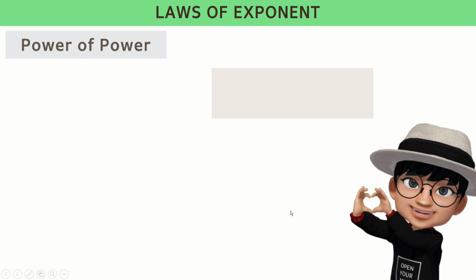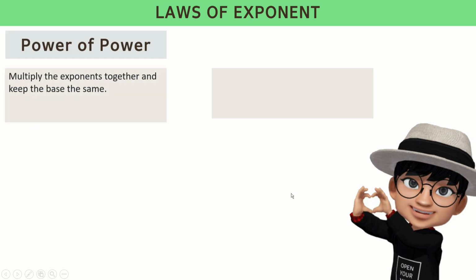Our next law, we have the law of power of power. It simply states that multiply the exponents together and keep the base the same. Let's say we have x raised to n raised to another power m. We simply multiply the exponents. So the answer now is x raised to n times m.